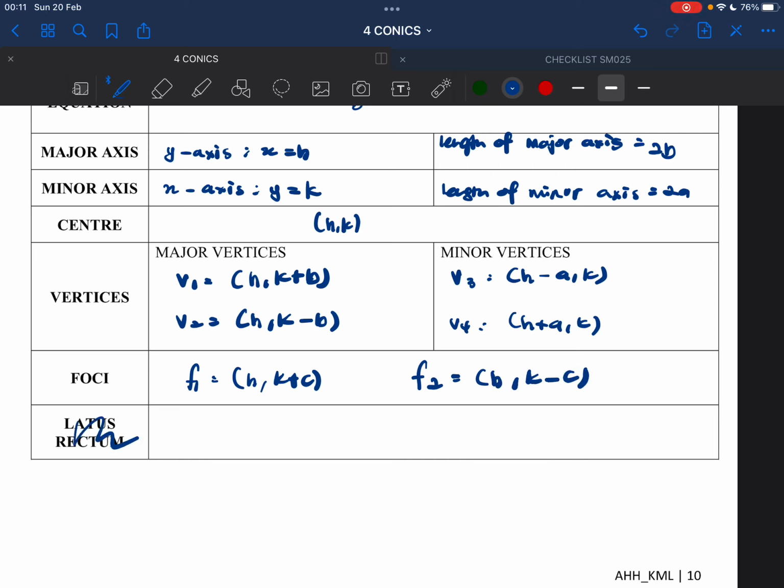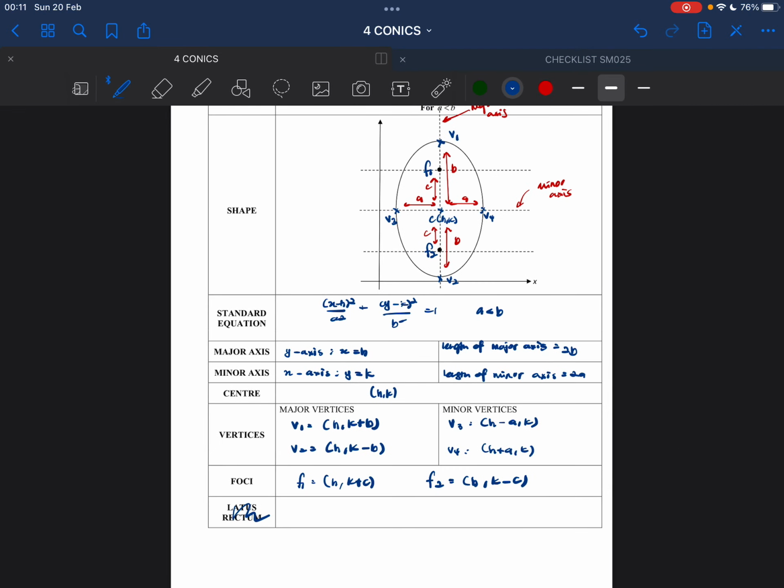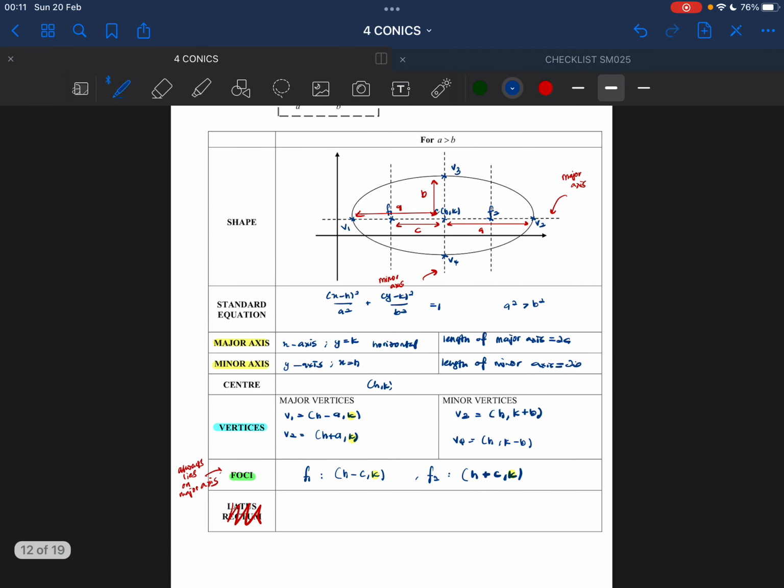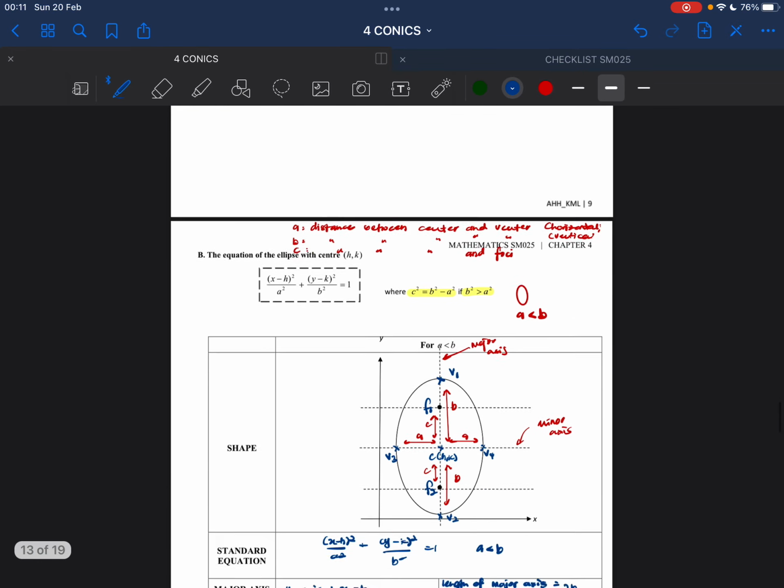Okay, so this thing you can ignore. So that is the two shapes of ellipse. I'll see you guys in the next video for the examples of ellipse.